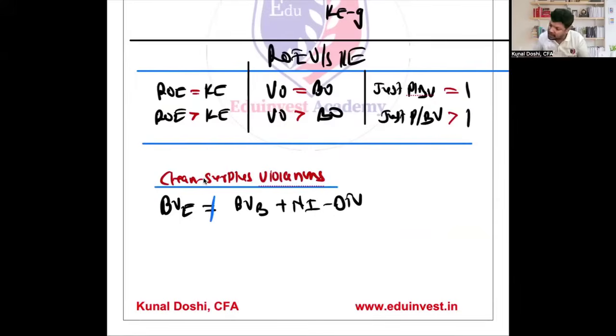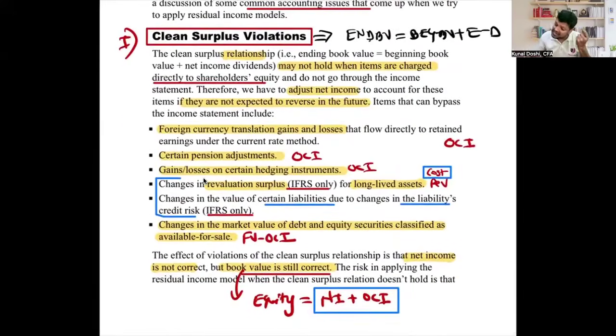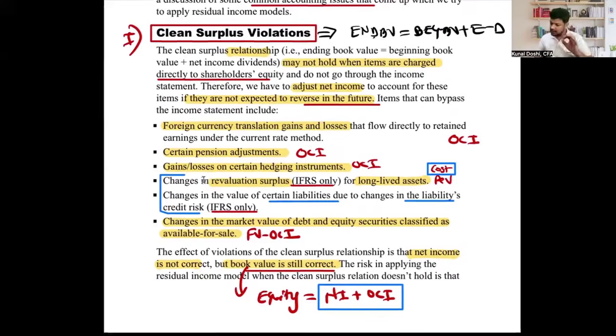that can be due to majorly all the reasons of OCI, because not everything goes into the income statement, right? There are many adjustments which are directly charged into the equity. All the four adjustments of OCI: pension related liabilities, foreign currency translation gain and loss, derivatives hedging, unrealized gain and loss due to FVOCI. All of these or any differences in the accounting that bypass the net income result in clean surplus violation. And then trying to value the company based on residual income is not appropriate. This is one of the biggest drawbacks. Clear.